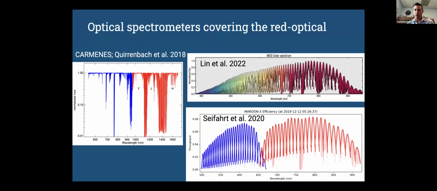Likewise, NEID and MAROON-X both extend well past 900 nanometers, and so these work well on sun-like stars and M dwarfs. I'll point out in particular that there's a sweet spot at the mid-M where both the optical and the infrared instruments get really good precision. And so I'll highlight at the end some of the systems that we've been able to study with both of those, getting some of the unique advantages of both and making some really interesting detections.